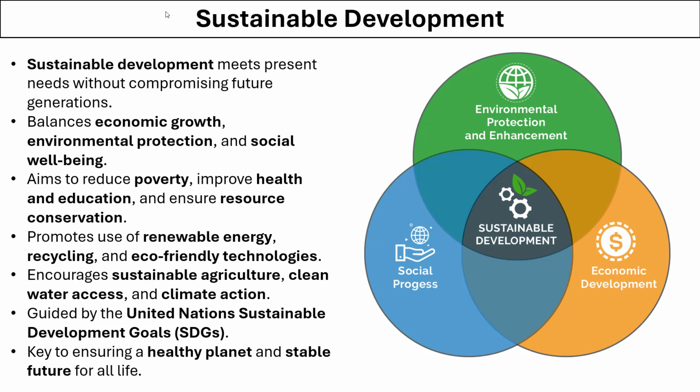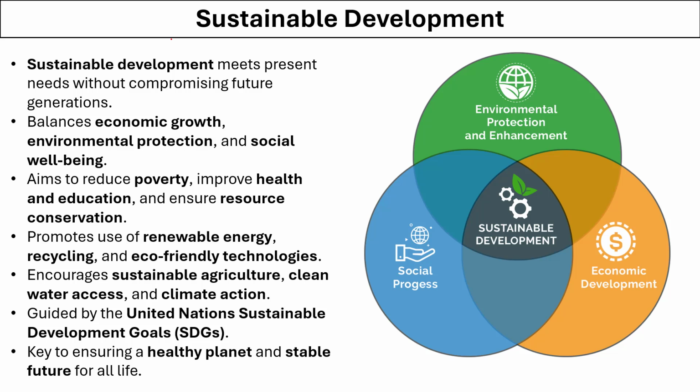Sustainable development means meeting the needs of the present generation without compromising what we leave for future generations. It's all about maintaining a balance between economic growth, environmental protection, and social well-being. Thus, we should aim at reducing poverty, improving health and education, and ensuring resources to all the communities living on this planet. We should promote the use of renewable energy resources, recycling of material, and using eco-friendly technologies.